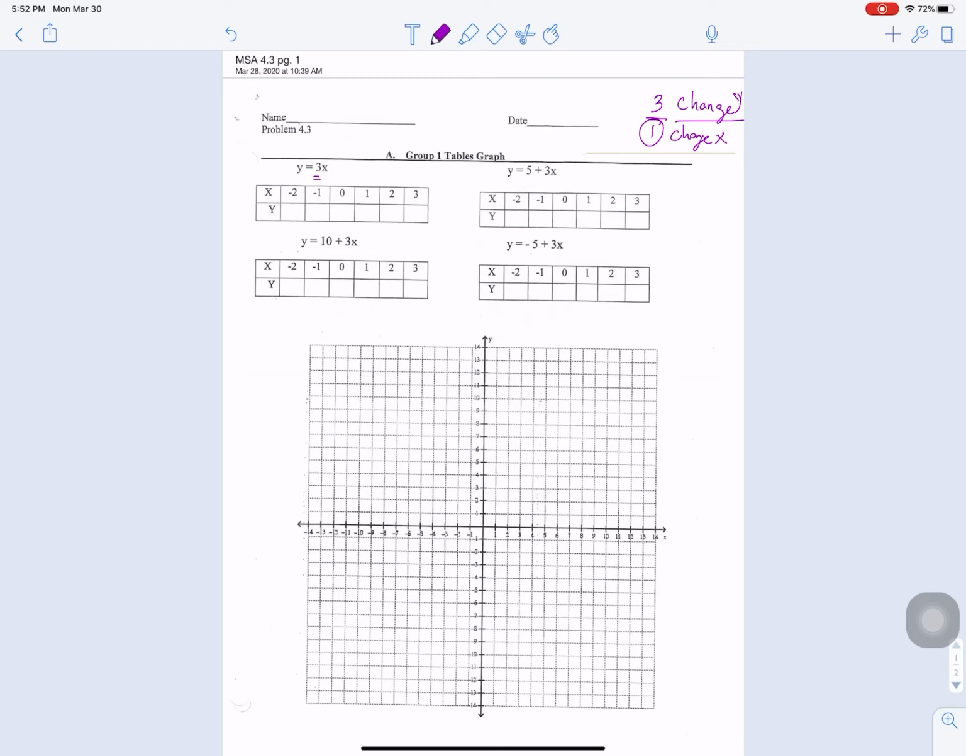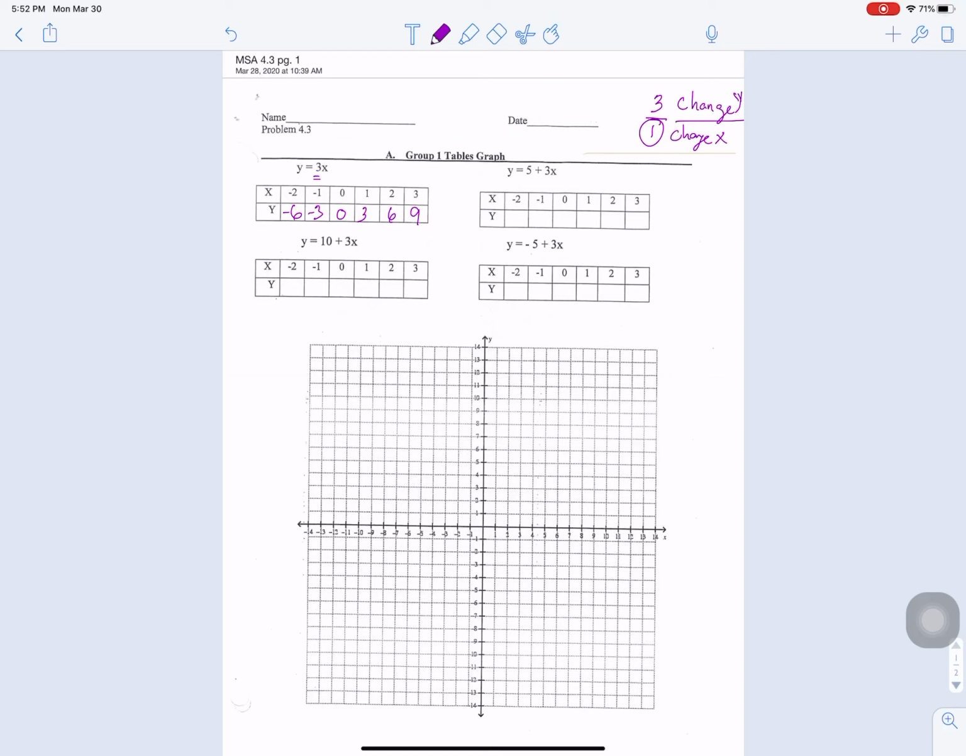So let's take a look at the very first one. And so all you need to do is plug in the numbers for x to know what y is. So if x was 0, 3 times 0 is 0. And if x was 1, 1 times 3 is 3. If x was 2, it would be 6, and it would be 9. Just like going the other way, it would be negative 3 and negative 6.